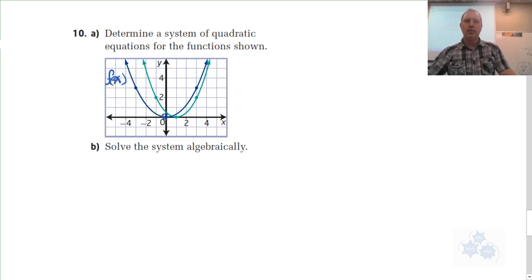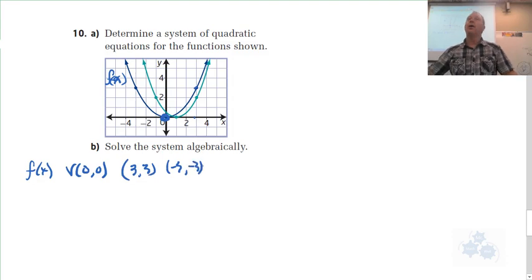And it looks like the vertex is 0, 0. So for f of x, the vertex is 0, 0. That's important. I also have 2 known points here, 3, 3 and negative 3, negative 3, that are on the parabola. So that's all I need to generate an equation for this parabola.